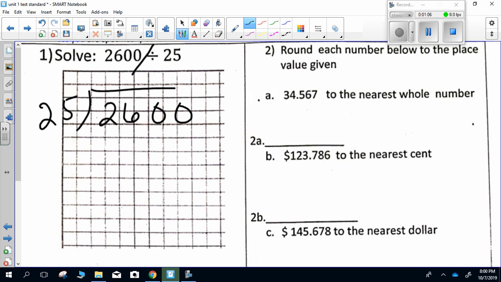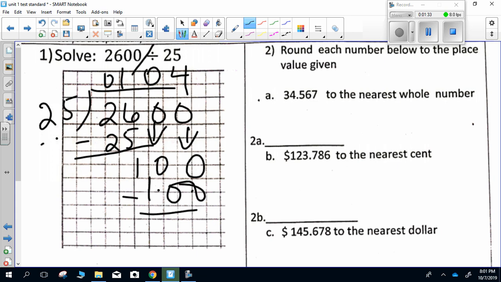So first thing I'm going to do is ask myself how many 25s go into 2. That's 0. 25 is going into 26. That's 1. So 25 times 1 is 25. Subtract. Bring down my 0. How many 25s are there in 10? There are 0. Bring down my next 0. How many 25s are in 100? There are 4. So 2600 divided by 25 is 104.